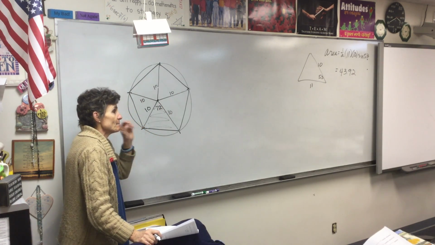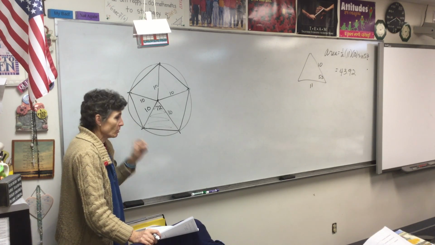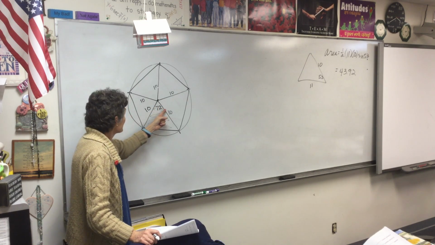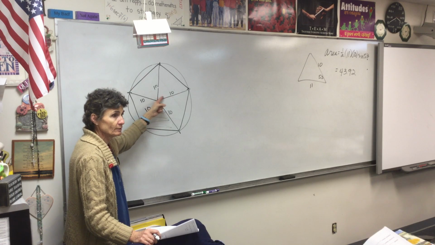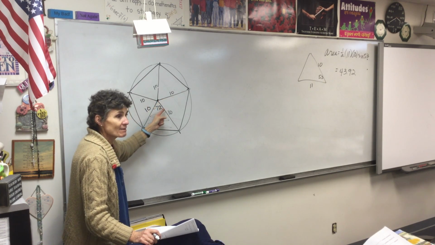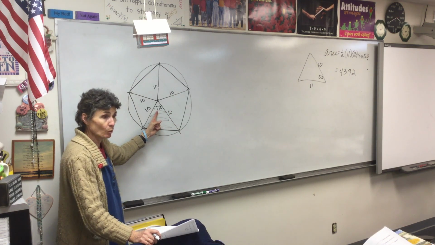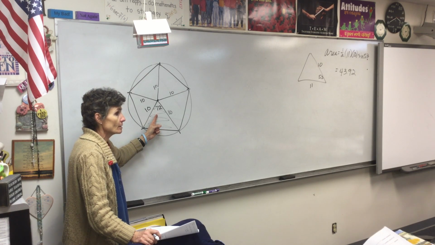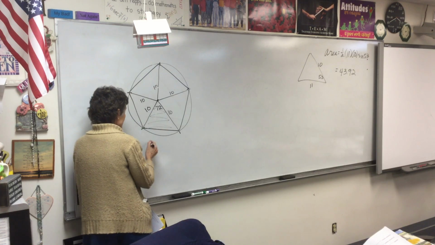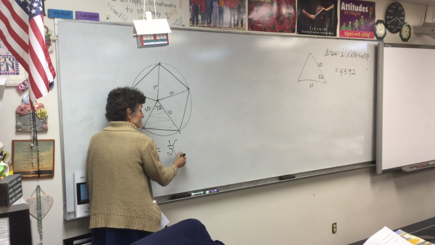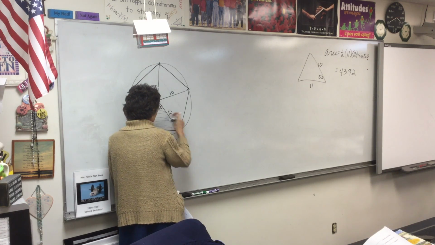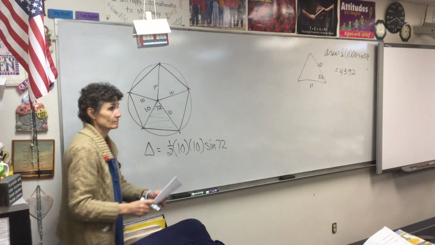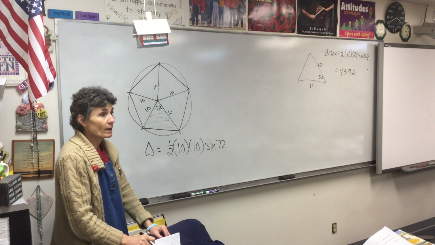You guys do not need to be geniuses to know that. I mean, Paul's a genius, but you don't need to be a genius to know that. All you need to do is pay attention. You got 360 degrees in a circle. It's split up into 5 equal pieces. So each piece is going to be a fifth of 360, 72. Now, what's the area of that triangle? 1/2 side times side times sine. One half side sine.